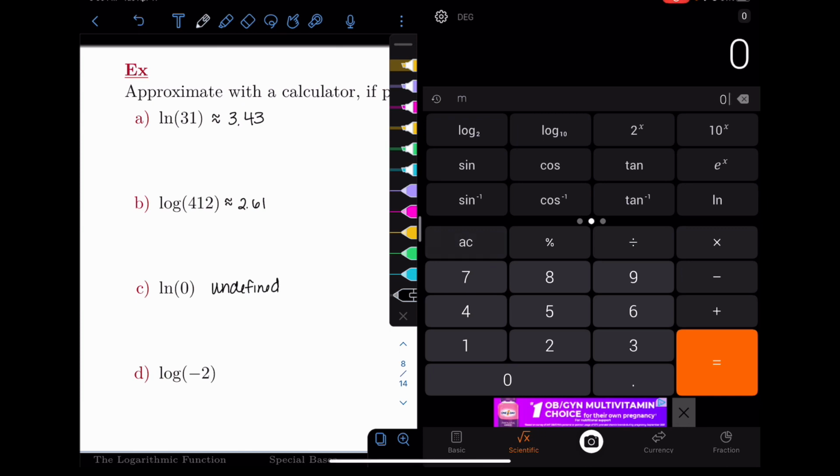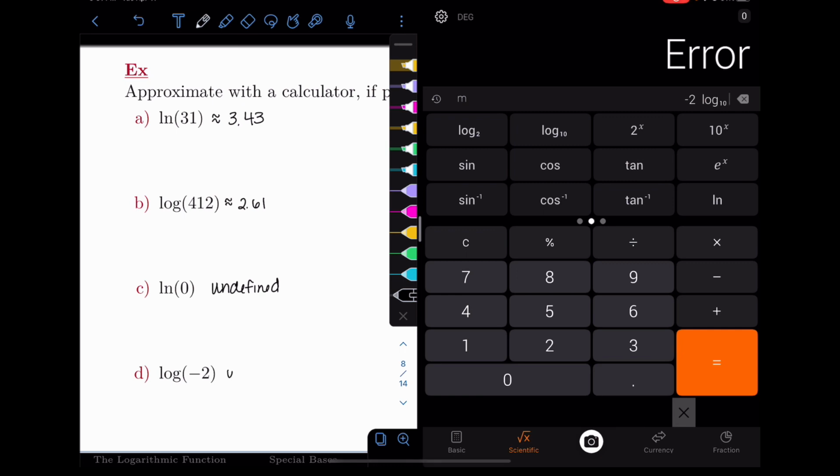And then same thing if I try to do log of -2. So I think I have to do this first. Nope. There we go. I have to do 2, I've got to make it negative. And then if I try to hit the log button, now I'm getting a much easier clear error. So this is also undefined.